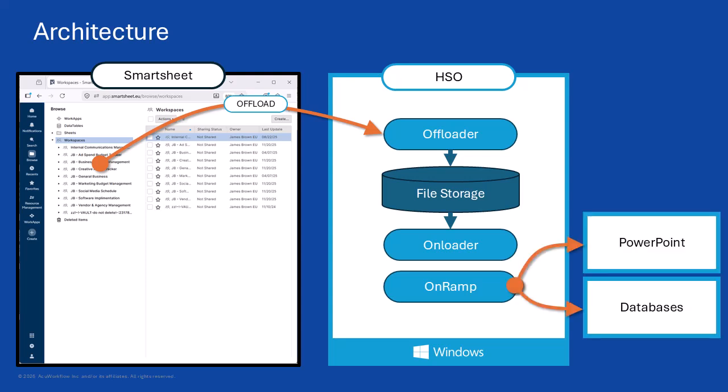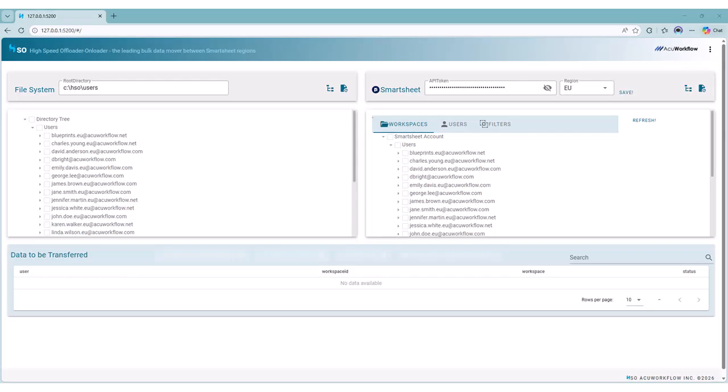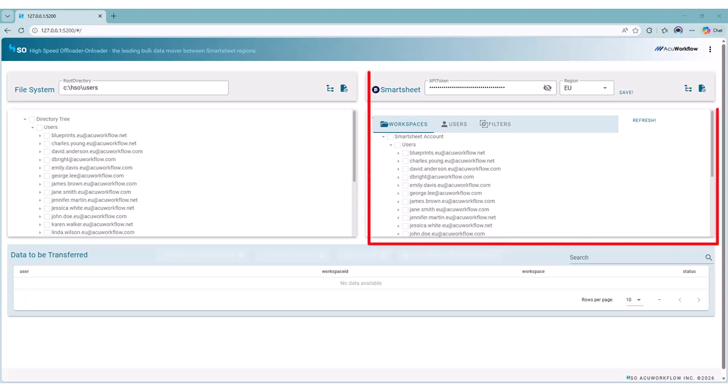Then, the OnRamp function can be called to onload that previously offloaded data to either a Microsoft PowerPoint presentation or to a database. For this demo, I will be showing you the process for onloading previously offloaded Smartsheet data to a local database. The first step is to offload the target data from Smartsheet. Follow the offloader steps to complete that part of the process.